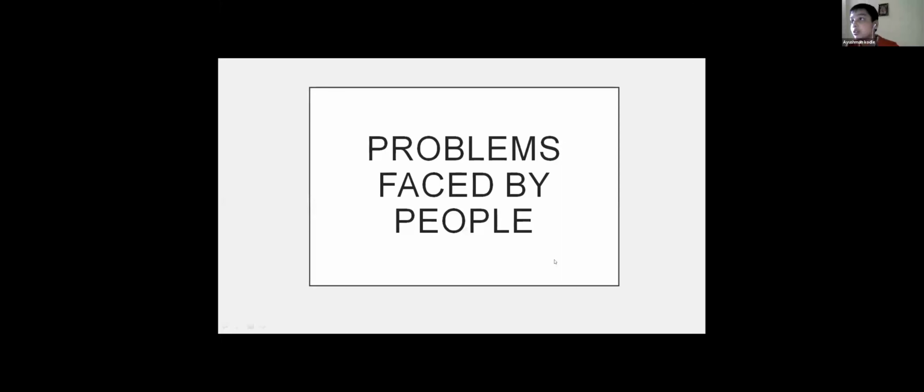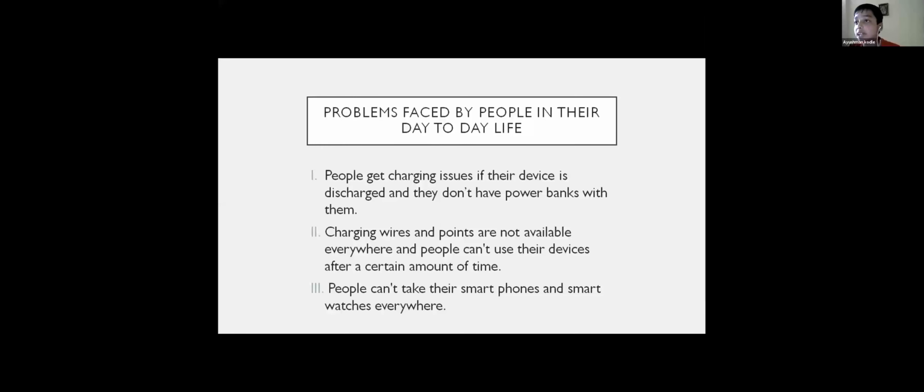Yes, sir. So I will start with the problem faced by people in day-to-day life. The most common problem is that people get charging issues if their device is discharged and they don't have power banks with them. Charging wires and points are not available everywhere and people can't use their device after a certain amount of time. People can't take their smartphones and smartwatches everywhere.